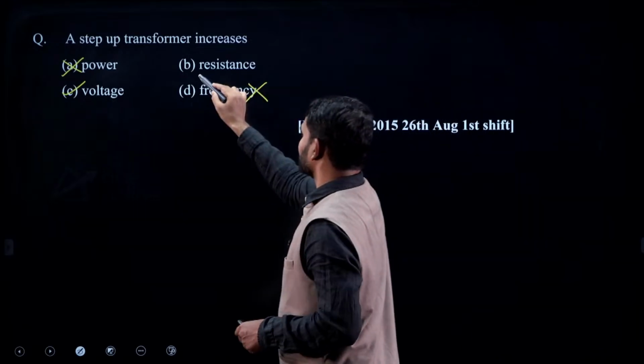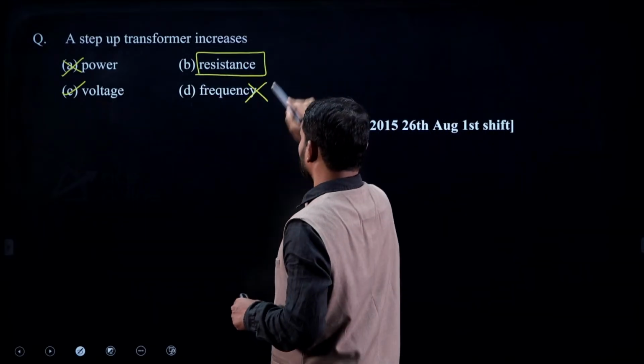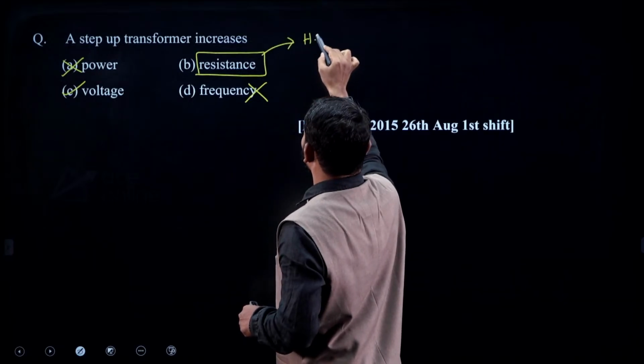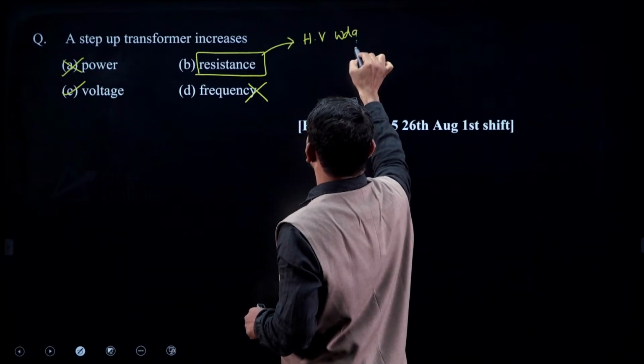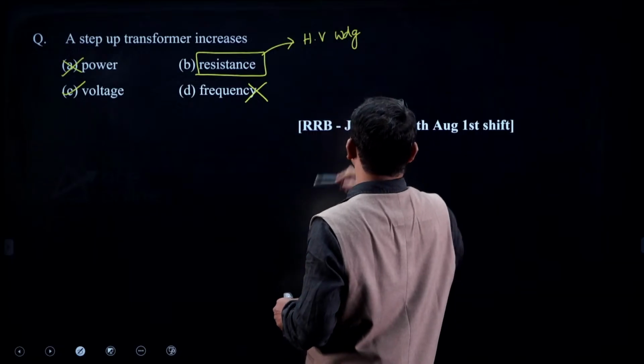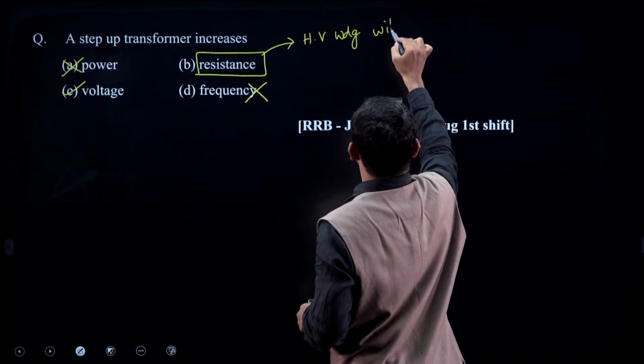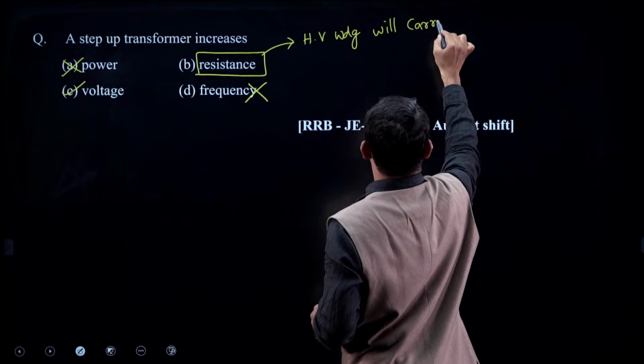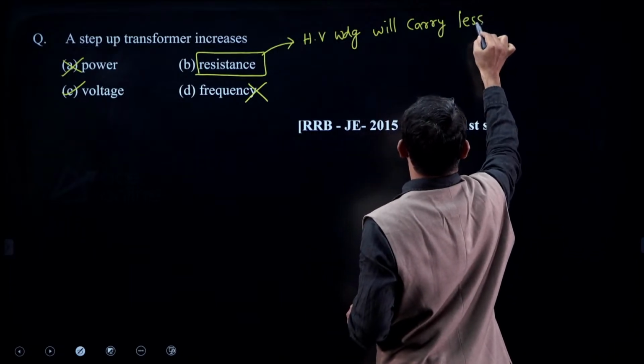Coming to the resistance, let me tell you some points here. High voltage winding will carry less current.